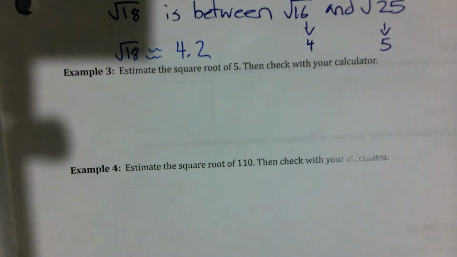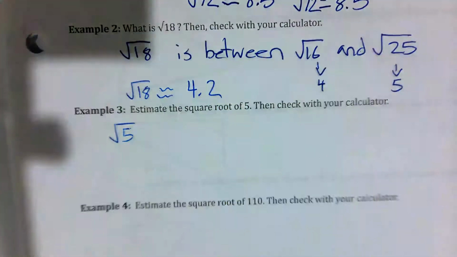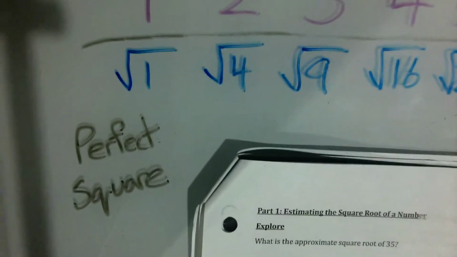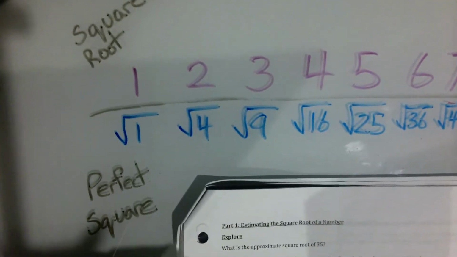Example 3 should have been completed on your own. Estimate the square root of 5. Then check with your calculator. The square root of 5. 5 is between perfect squares of 4 and 9.